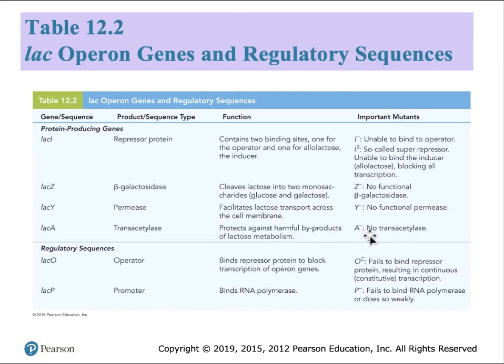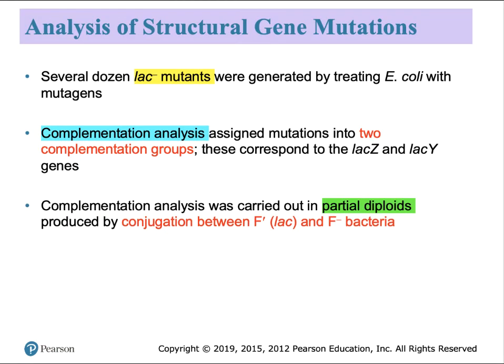So there's no product produced from the LAC-A gene if it's mutated in its sequence. Then for the LAC-O, we have a mutation called the LAC-O constitutive. That means the operator is unable to bind to the repressor because the sequence of bases at the operator has altered and is no longer compatible with the fingers of the repressor. We will mention all these mutations as we proceed into this section of the slides.